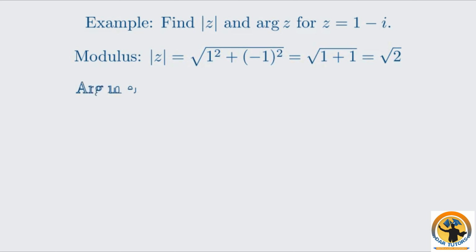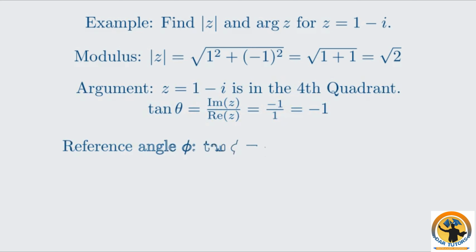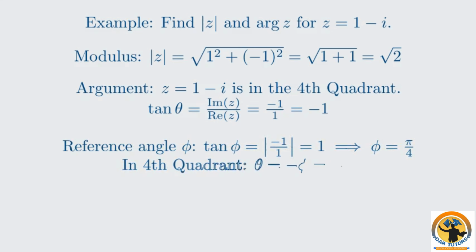For the argument, we visualize the number. It's in the fourth quadrant. The tangent of the angle theta is the imaginary part over the real part, which is negative 1 over 1, or negative 1. To find the angle in the correct quadrant, we can use a reference angle, phi, in the first quadrant, where tan phi equals the absolute value of the ratio. The reference angle phi, where tan phi equals 1, is pi over 4 radians. Since our number is in the fourth quadrant, we measure clockwise from the positive real axis. Therefore, the argument theta is negative pi over 4.